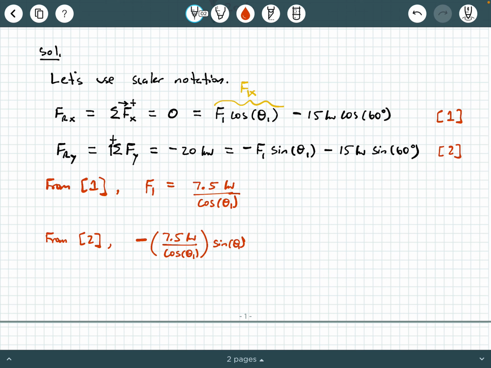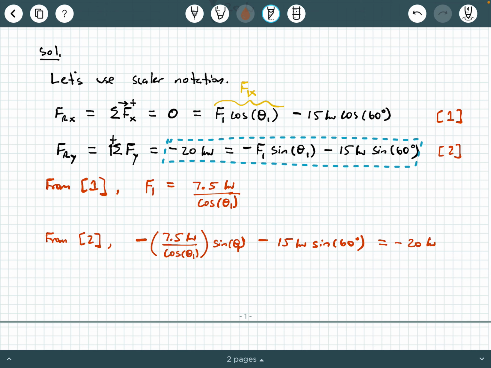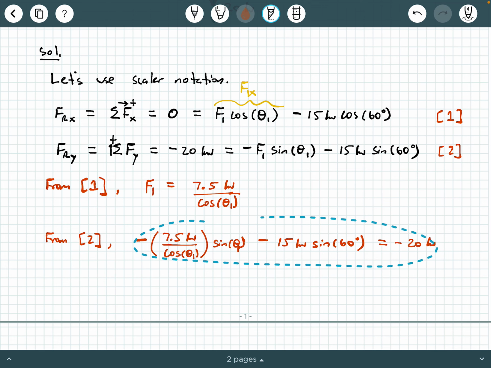Where's that sine of theta 1 coming from? Well, that sine of theta 1 is this sine of theta 1. And then the second term is the same, minus 15 kilonewtons times sine of 60 degrees. And guess what all that equals? That equals negative 20 kilonewtons. So all I did was I subbed in this expression for F1 here, and I just rewrote this equation 2. And this is what I have in orange now.